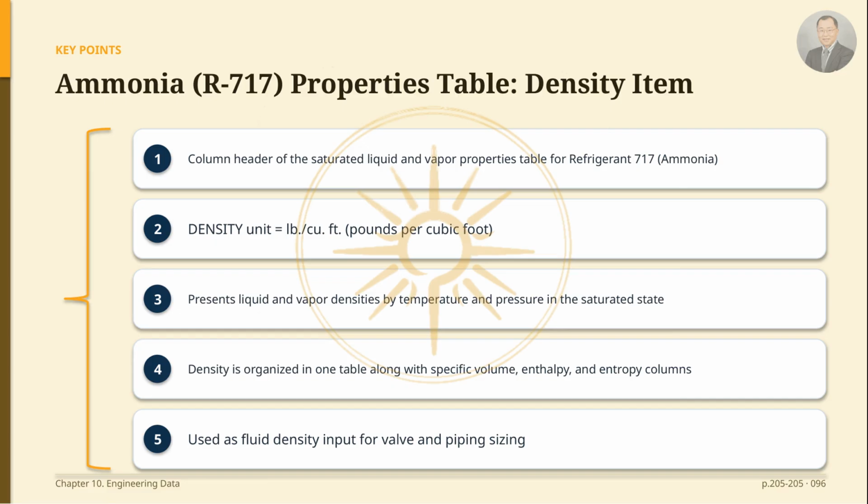I would like to introduce the density entries in the saturated liquid and saturated vapor properties table for refrigerant 717, which is ammonia. The header for this column is density, and the unit is pounds per cubic foot. This table presents the densities of liquid and vapor respectively according to temperature and pressure under saturated conditions. The density column, combined with the subsequent specific volume, enthalpy, and entropy columns, forms one large properties table. Since density values are used directly as fluid input when sizing valves and piping, it is important to accurately recognize that the unit is pounds per cubic foot.